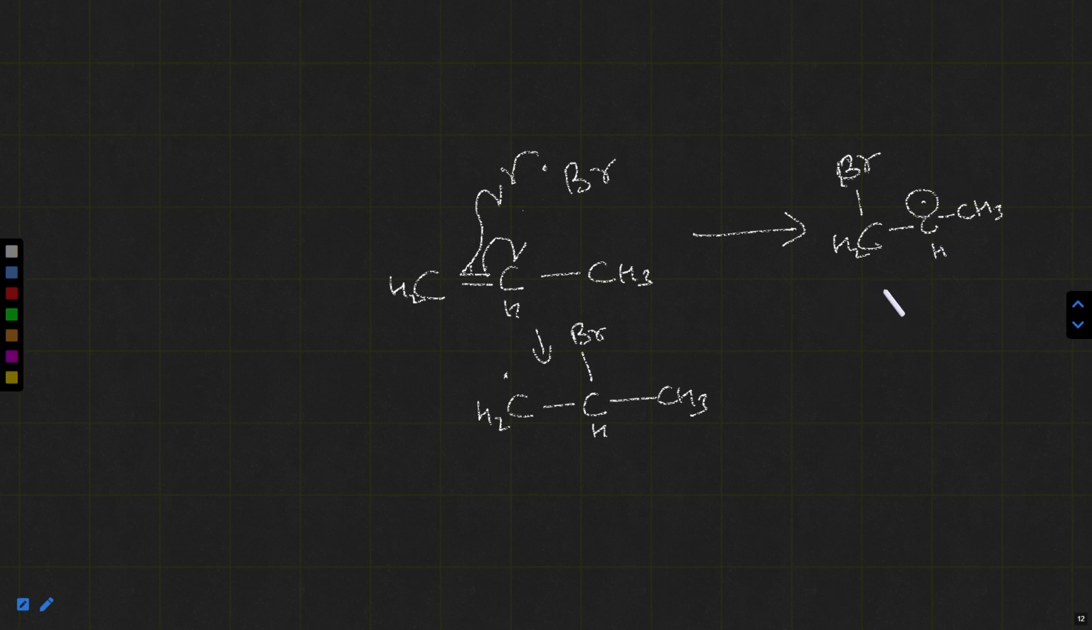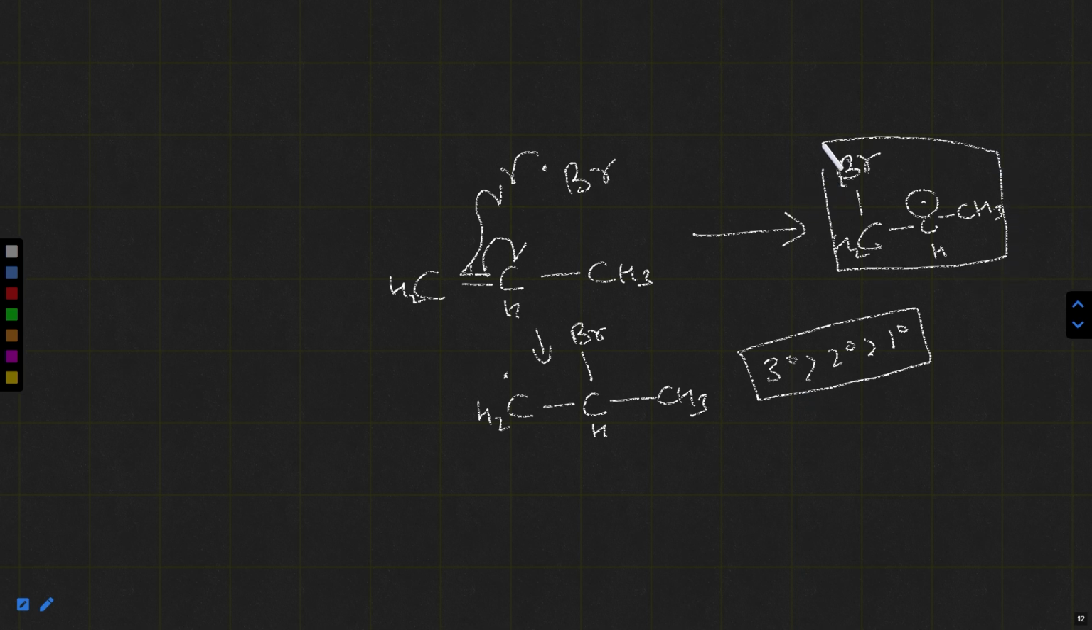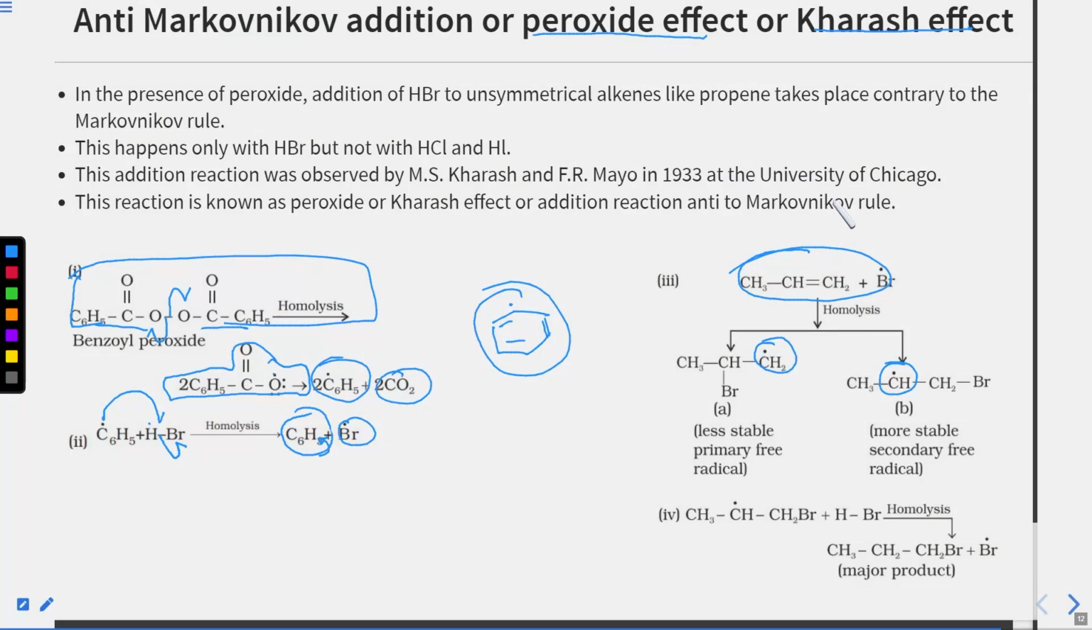Now, what is the difference between these two? Again, let me make a point here that a tertiary radical is more stable than secondary and then primary. The reason is the same as for carbocations, that is the hyperconjugation effect. So here also we can apply the same rule: the more alpha hydrogens, the more the stability of that carbon. This one will be formed in major amount. Here it is written the same, the more stable secondary free radical.